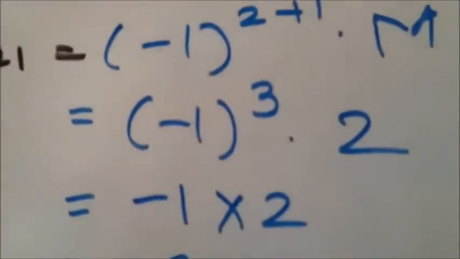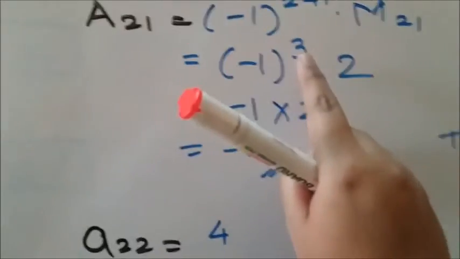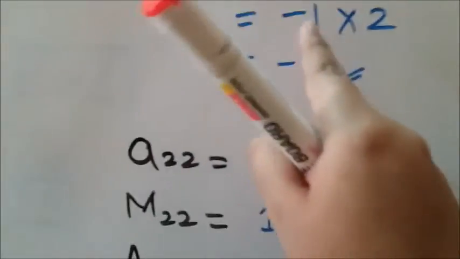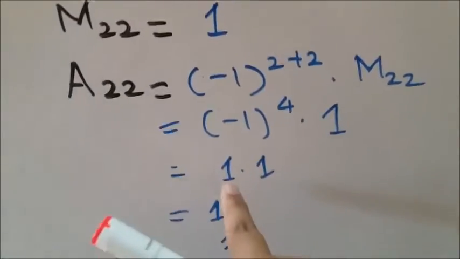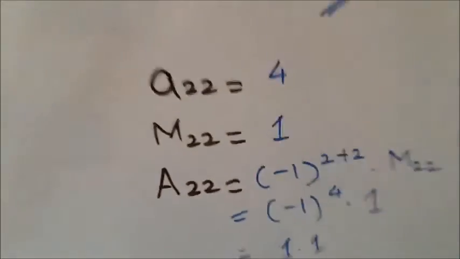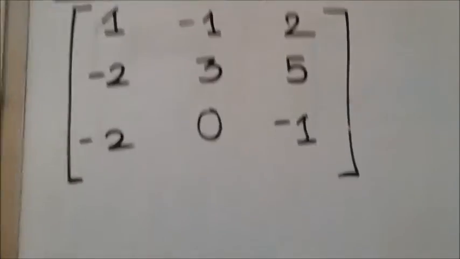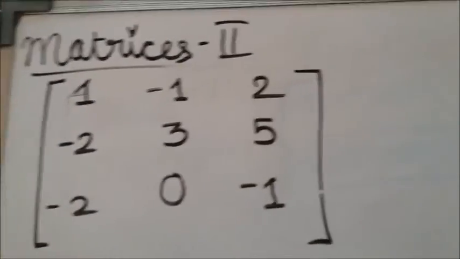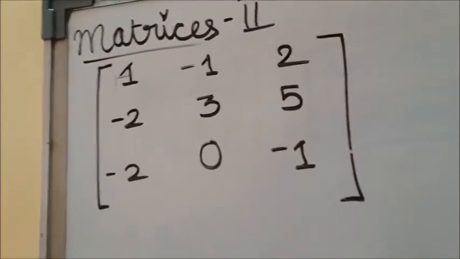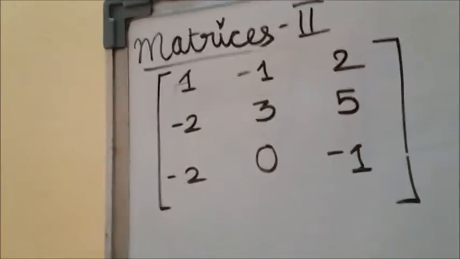Now here 2 plus 1, so the power is 3, which is odd, so it would come minus 1. Now here the power is 4, so it is coming in positive. Now we just calculated the cofactor method for a 2 by 2 matrix. Now what about a 3 by 3 matrix? Let's get things a little harder or difficult.